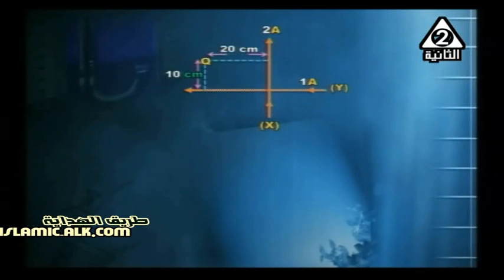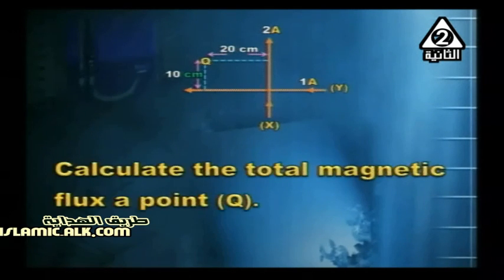And now we've got two wires carrying currents. One of them carries a current of 1 ampere. The other carries a current of 2 amperes. And they are placed mutually perpendicular. We want you to calculate the total magnetic flux at point Q, which is 20 centimeters from wire X and 10 centimeters from wire Y.